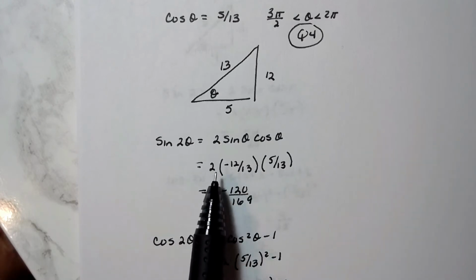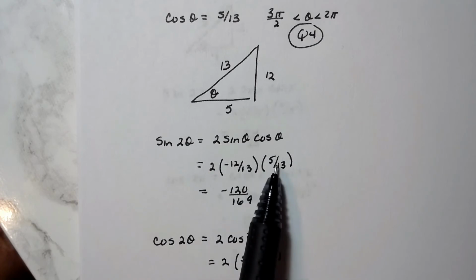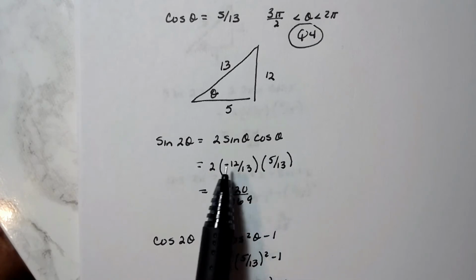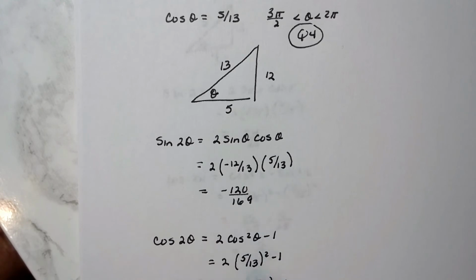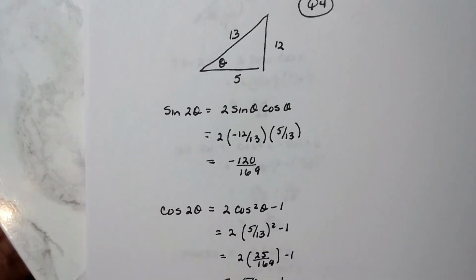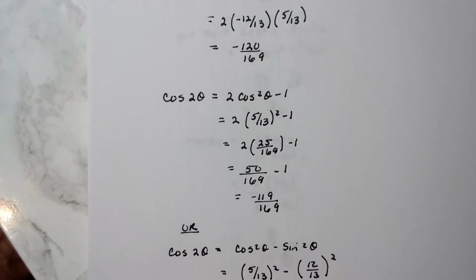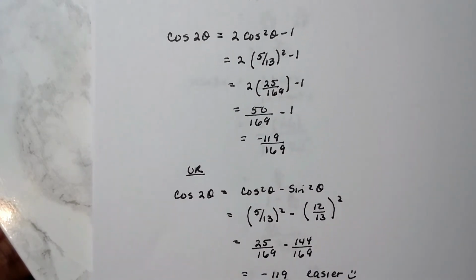But anyway, I have negative 12 times 5 is negative 60, times 2 is negative 120, and 13 squared is 169, and you're done. In the cosine, I did this 2 ways just to show you something. You can choose any one of the 3 cosine formulas for this double angle that you want to.